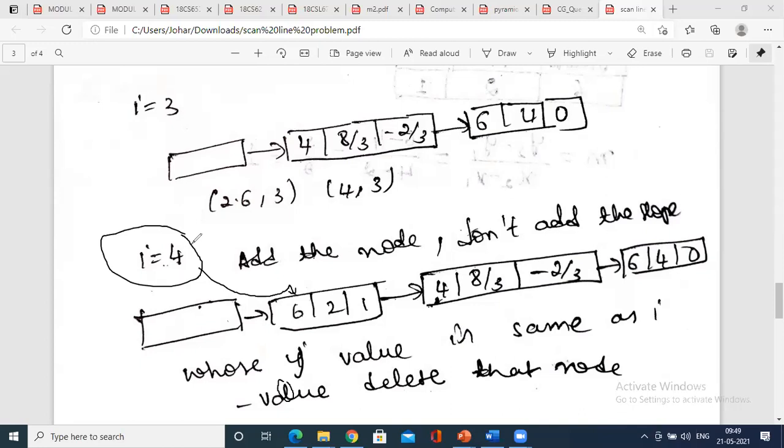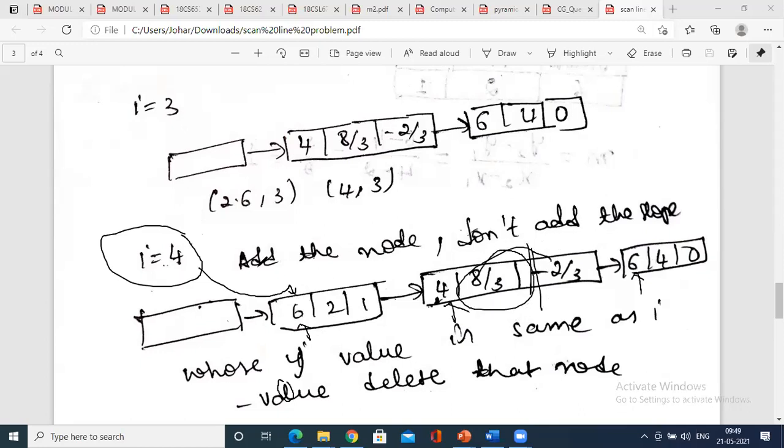That is, in this table, what is the value of y? It is 6. What is the value of y? 4. What is the value of y? 6. Is it or not? These are all the values of y from the global edge table. So you delete that node. So you will delete this node.